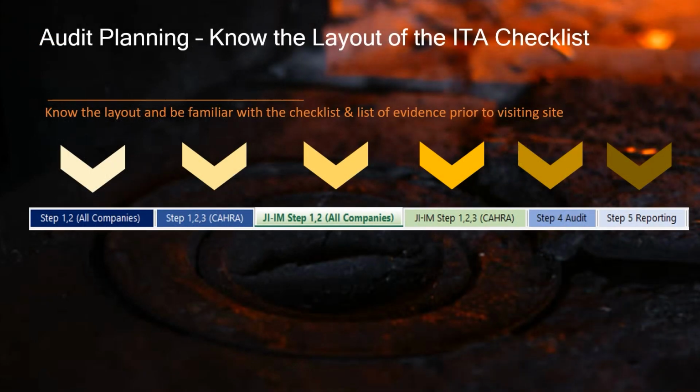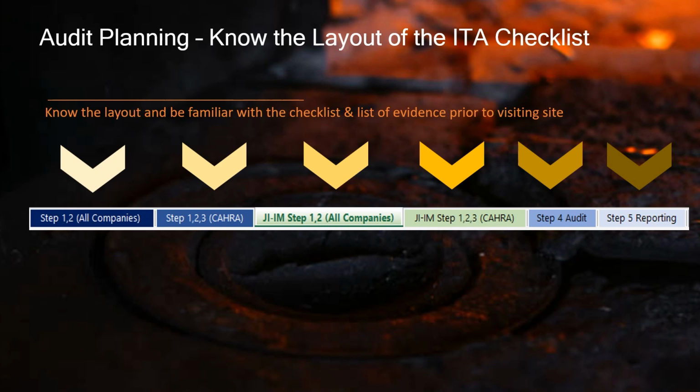You as auditors should be familiar with the layout of the ITA checklist, because essentially when you're carrying out the work on site, you should be interacting with the company, with persons involved in the audit and information, and not have your head down trying to understand the checklist. So the point of this slide is to remind you to be familiar with the layout of the checklist and evidence required prior to visiting site, and not sit there and familiarize yourself with the checklist, trying to understand it while the audit is taking place.